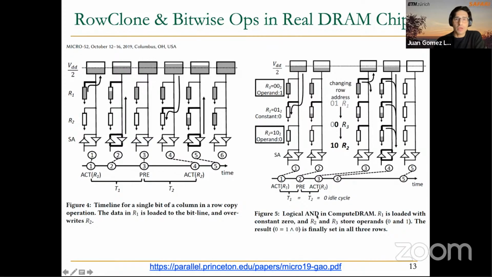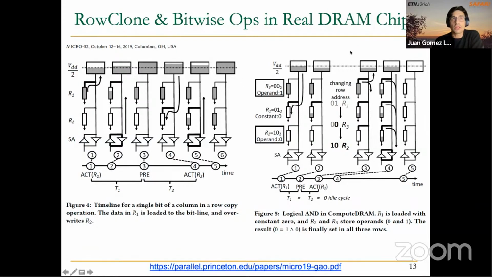For Ambit, they followed a similar idea, also reducing these T1 and T2, which are the latencies between activation and precharge, and between precharge and activation, essentially having equal to 0 cycles. And by doing so, they can move from the row address, this 01 that represents row 1, to the row address of row 2, but in between they also go through R3, which is another row that is also used for the computation.